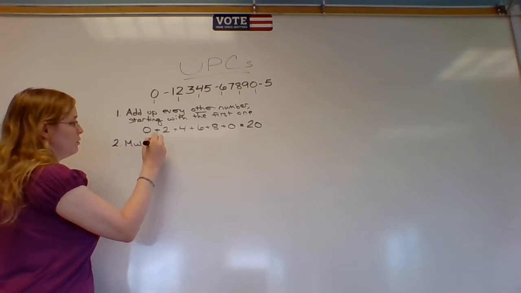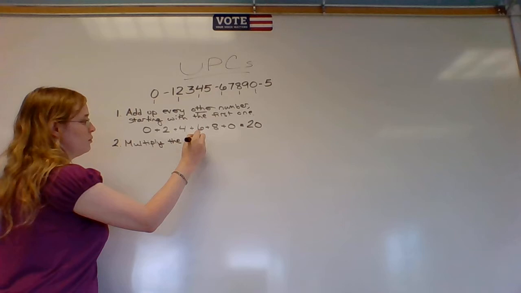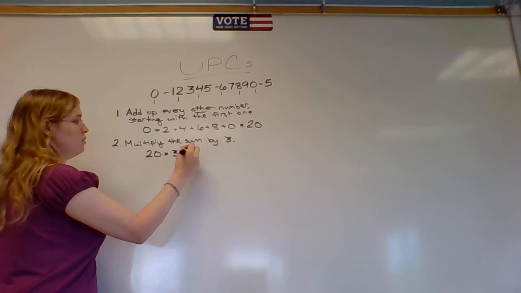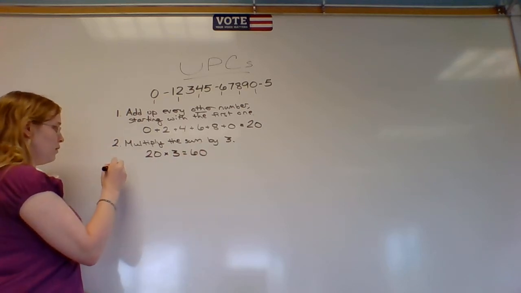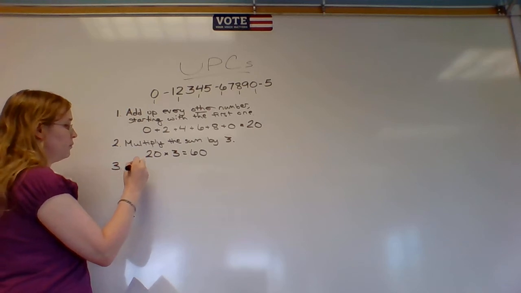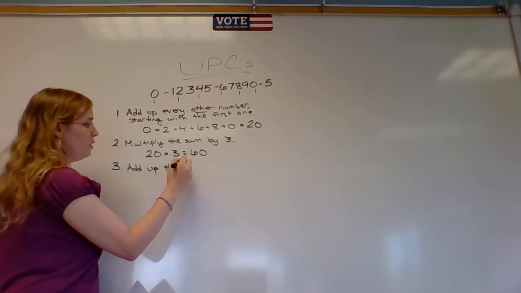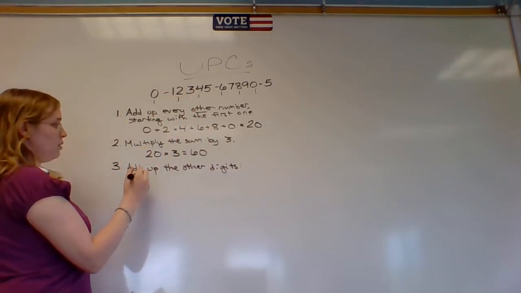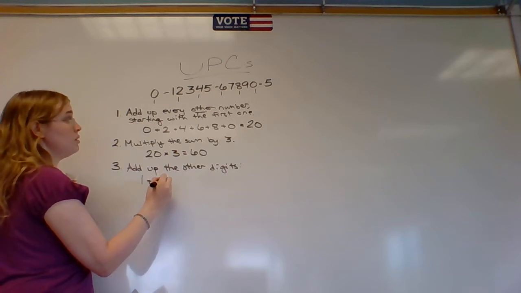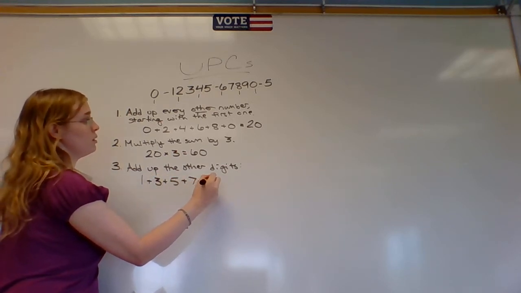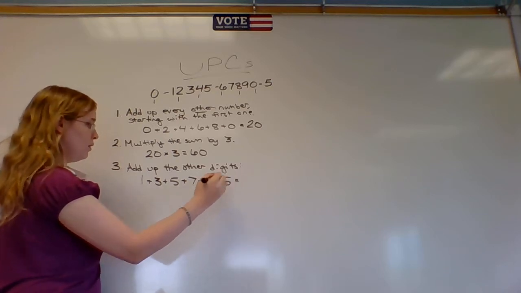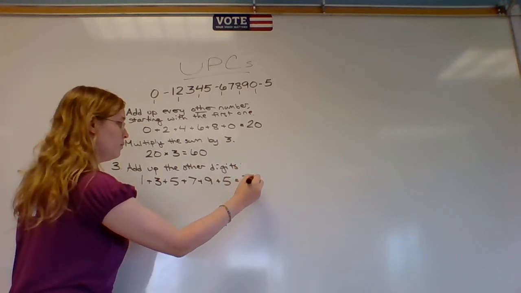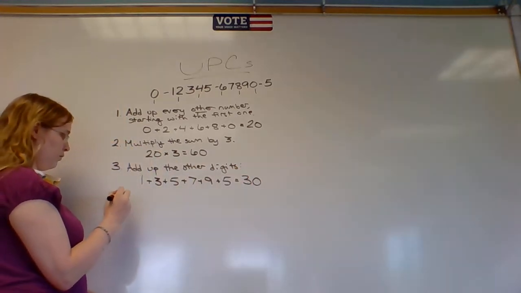Step 2, multiply the sum by 3. Okay, that's easy enough. 20 times 3, 60. Number 3, add up the other digits. So that's all the ones I didn't mark here. 1 plus 3 plus 5 plus 7 plus 9 plus 5. And that is 10, 20, 30. 30.